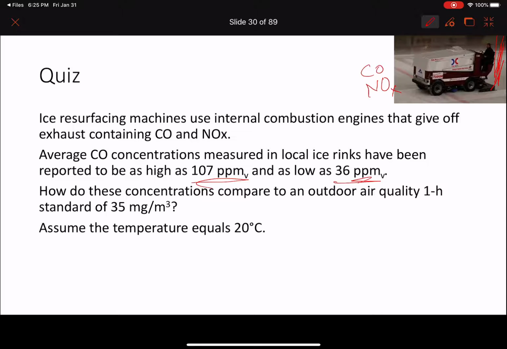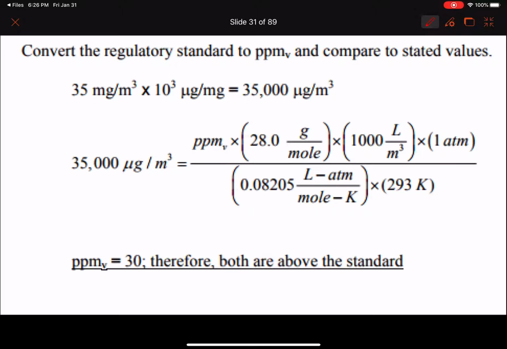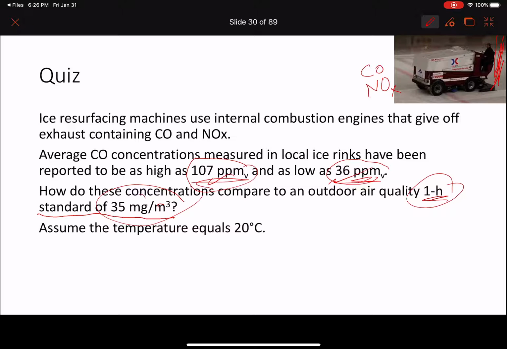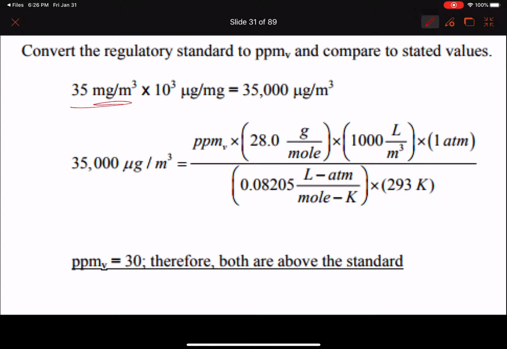How do these concentrations compare to outdoor air quality? The outdoor air quality 1 hour standard is 35 milligram per meter cube. Okay, so this is the highest and that's the lowest inside the ice skating rink. Because there are two values and one standard value, you could convert the standard. So 35 milligram per meter cube, you convert the milligram to microgram, and this is going to be 35,000 microgram per meter cube, and this is the standard.